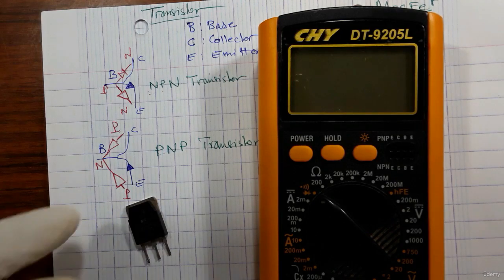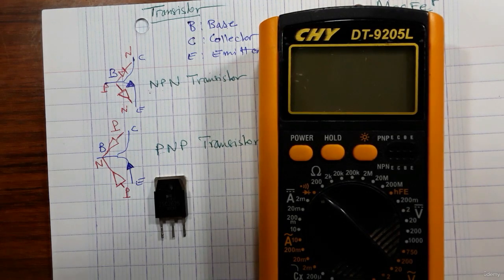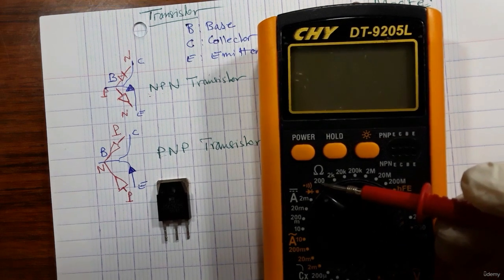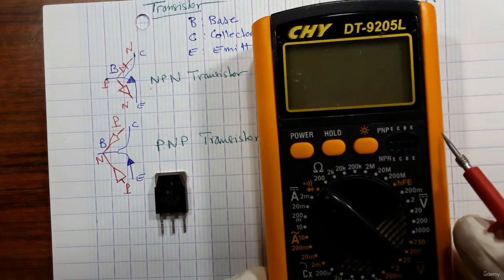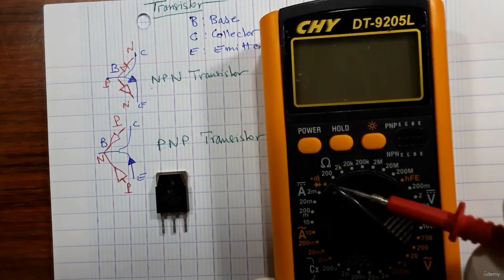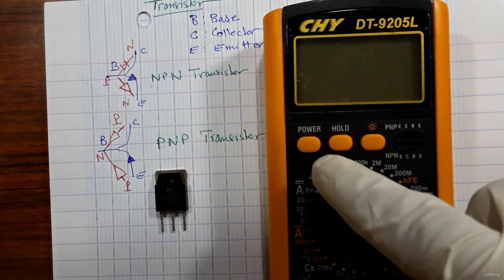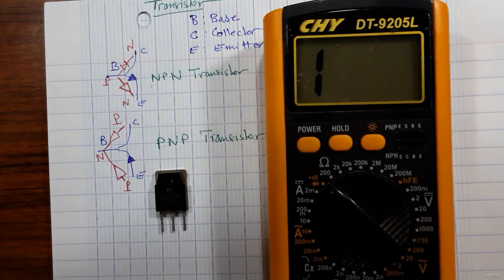Using this, first we should choose the buzzer option or the continuity option, as you see over here. Okay, this is the continuity option, and then power on the multimeter.